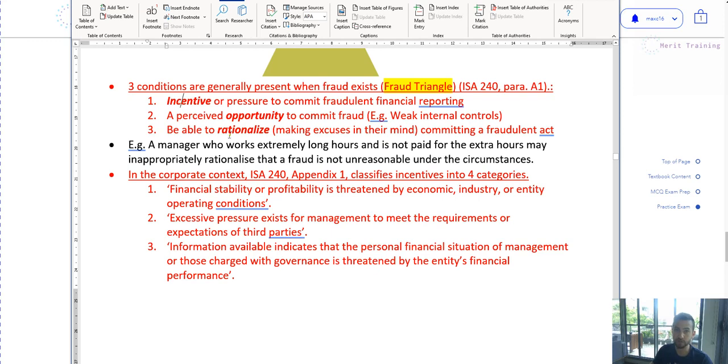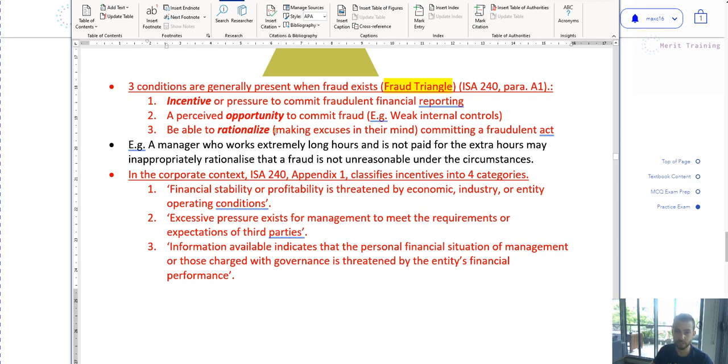That's incentive. Next is a perceived opportunity to commit fraud, for example, if there's weak internal controls. I mean, he's in a position of power. He'd be able to override controls, for example, because of that hierarchy. He'd have access to a lot of confidential information, and he'd have the background, experience, and education to be able to cover it up fairly effectively. So there's definitely an opportunity there.